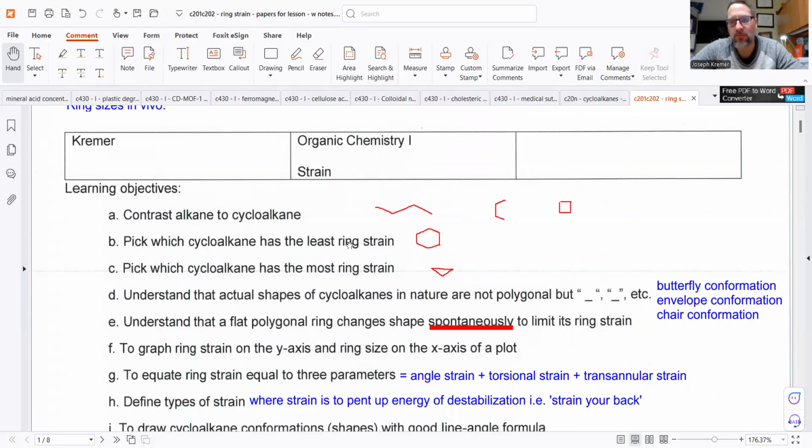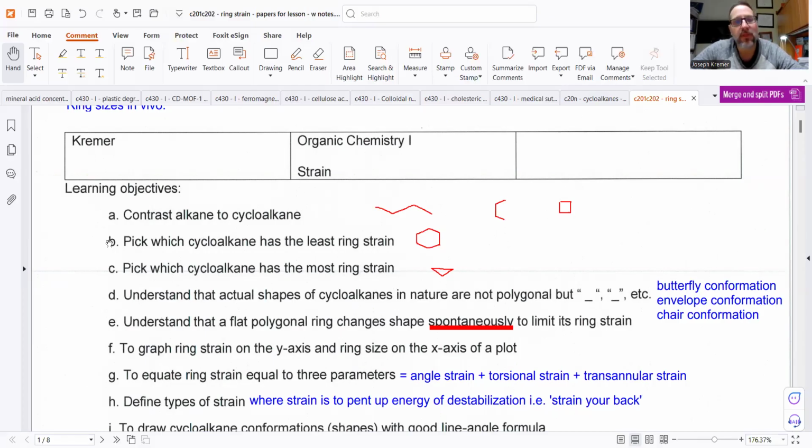Objective A, I hope you know this already. Contrast alkane to cycloalkane. Cyclo is to ring. So, this is not a cycloalkane. This is not a cycloalkane. It's not closed up in a ring yet. Carbon 1, carbon 2, carbon 3, carbon 4. This is a cycloalkane, cyclobutane. So, cut and dry.